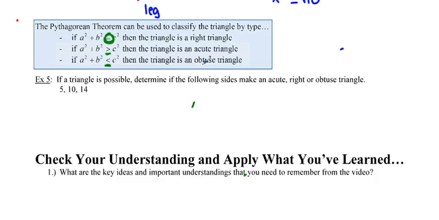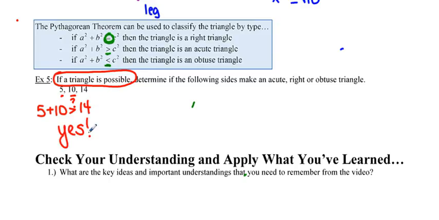So in example 5, they're asking us to determine whether the triangle is acute, right, or obtuse, if it even makes a triangle altogether. So the first thing we need to determine is if this triangle is possible. In order for this triangle to be possible, the 2 smaller sides added together have to exceed the third side. So the sum of 5 and 10 is greater than 14. So the answer to that is an emphatic yes.